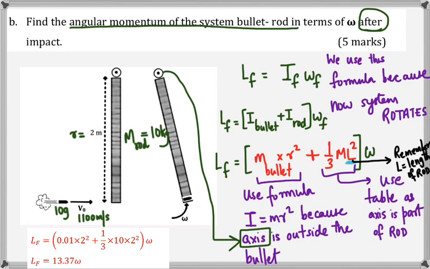The final angular velocity is W, which you can check here. So we are getting the expression in terms of W. You can check the question, it's saying we have to get the answer in terms of W.